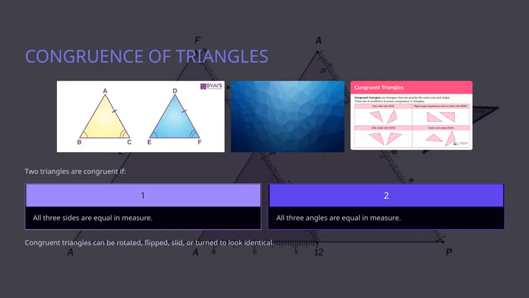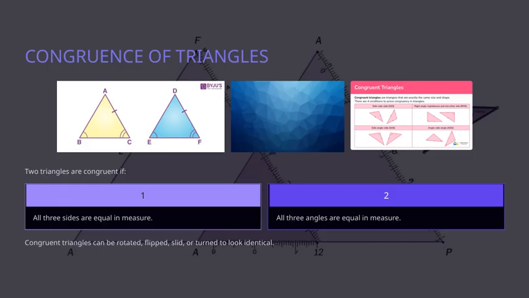Now, let's talk about the concept of congruence in triangles. Two triangles are considered congruent if they are exactly the same shape and size. This means that all three sides of one triangle are equal in length to the corresponding three sides of the other triangle. It's also important to remember that congruent triangles can be rotated, flipped, slid, or turned in any way, and they will still look identical. This flexibility shows that congruence is about the actual measurements, not the position or orientation.